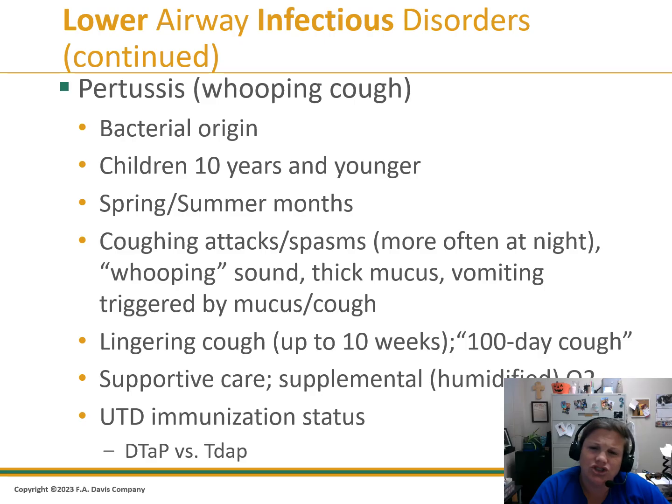Okay, and this is not just kids. This can happen in adults too. But when we see it in children, it's usually kids 10 years and younger. So it would be our school-age kids on down that are more often going to have it. Our measures for management will be supportive care, supplemental oxygen, likely humidified, and again the encouraging of immunization compliance, because like we said, this is preventable with the proper vaccinations.